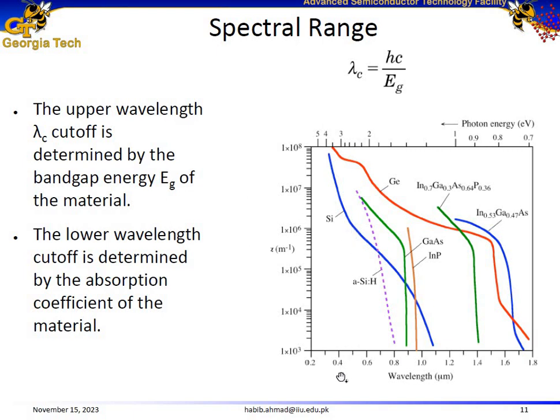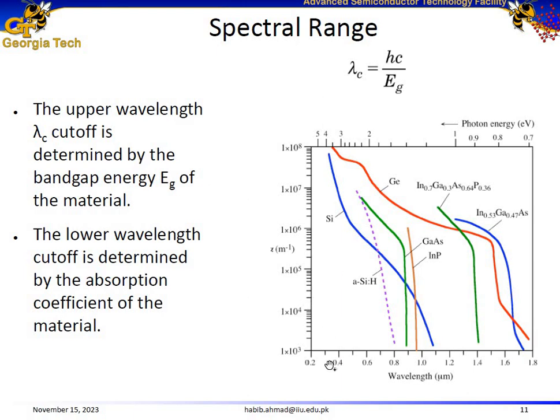So at smaller wavelengths, the absorption coefficient would be higher, but the light would travel shallower into the semiconductor device. Like at 400 nanometers, this light can travel only up to 1 micrometer inside the device. But at longer wavelengths, it can travel deeper into the semiconductor material. For example, at 900 nanometers, the absorption coefficient is 10 to the power 5, the absorption depth would be the inverse of it, or it can travel down to 10 micrometers inside the semiconductor device.